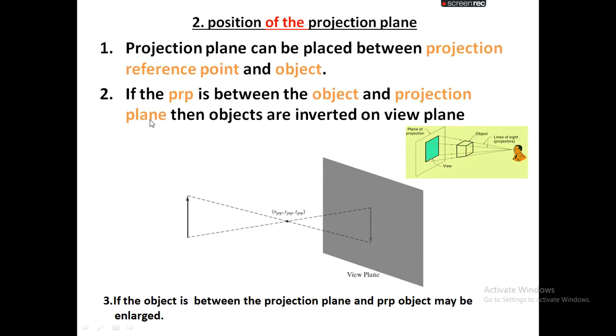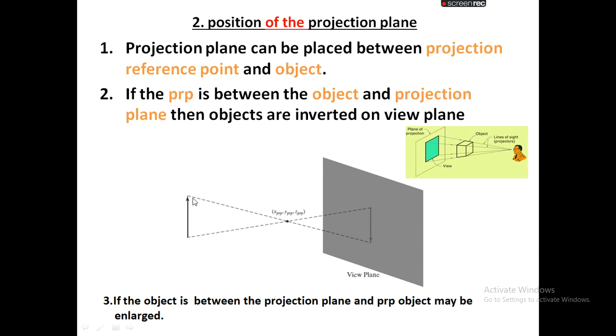The second position is, if the projection reference point is between the object and the projection plane, then objects are inverted on the view plane. It means when you place the projection reference point between the object, this is nothing but our object. I have drawn one arrow here. This is one line segment in the space. This is nothing but one object.